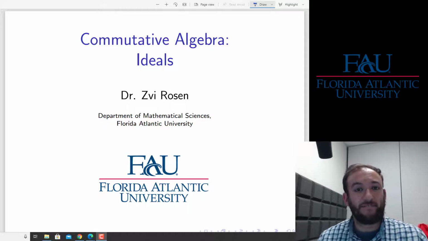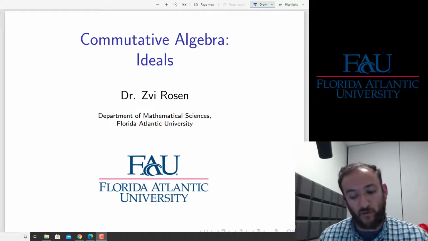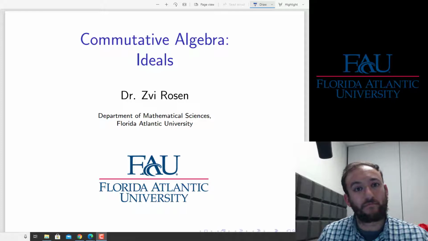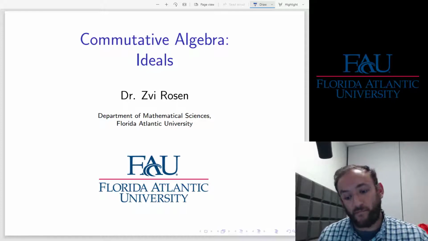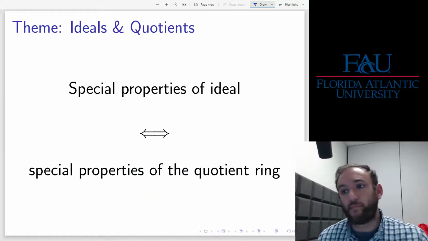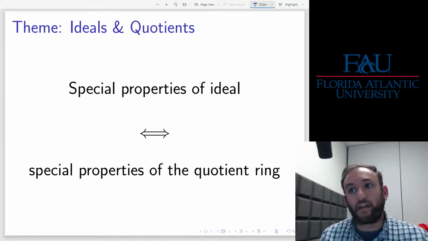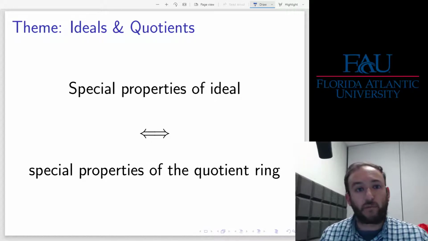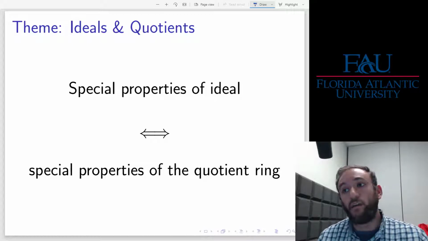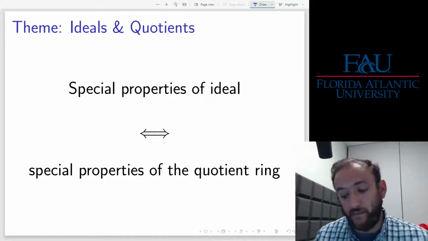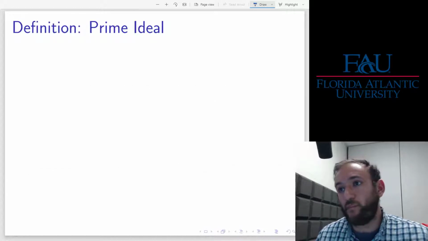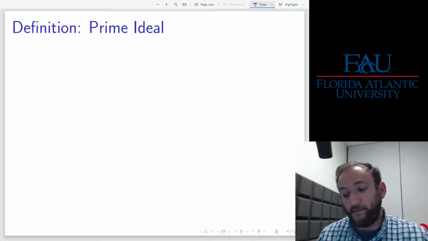Today we'll be talking about ideals in this second lecture of the Commutative Algebra course. The theme that's going to be going throughout our lecture is that whenever we have special properties of an ideal in our ring, those will translate into special properties of the quotient ring by that ideal. And we'll start with the prime ideal.